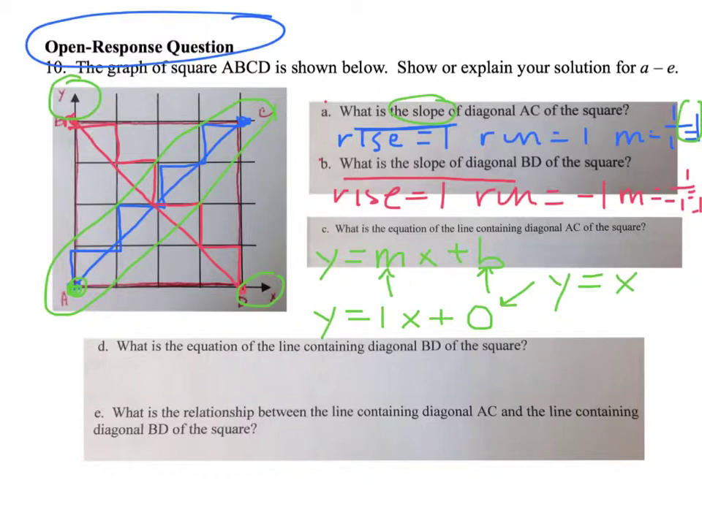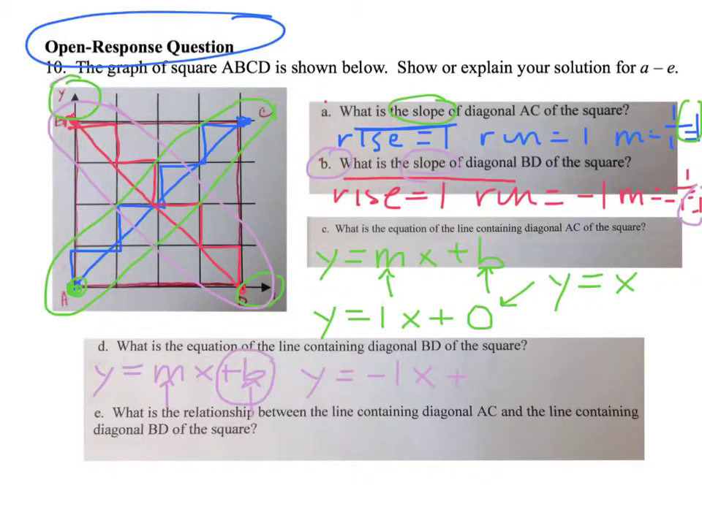Part D asks for the equation of the diagonal BD, and remember that was our red line. So now I'm going to look at this red line for my equation. The equation is again written in the form y equals mx plus b, called slope-intercept form. I need to know the slope of diagonal BD and where that line intersects the y-axis. Part B gave me that slope of -1, so I'm going to say y equals -1x plus, and I have to solve for that b term, the y-intercept of my line.